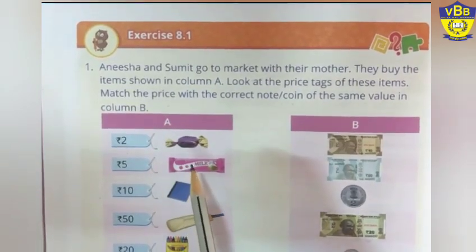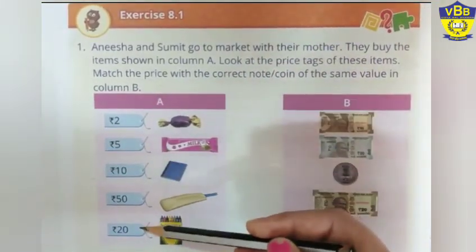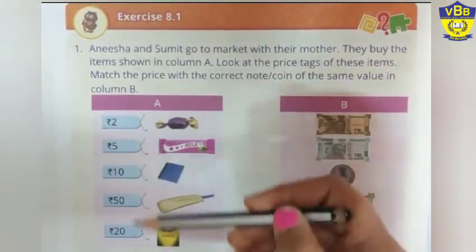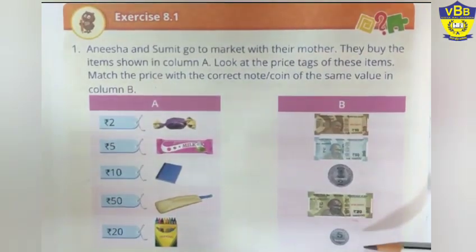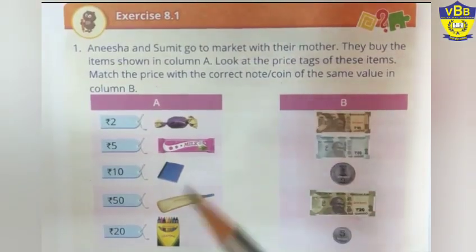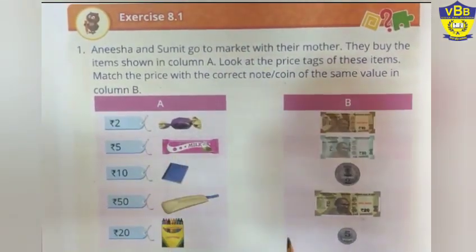What do we have to do here? Here you can see the different items and different price tags, and different values written here. And here you can see the coins and notes. Now you have to match the items with their money.